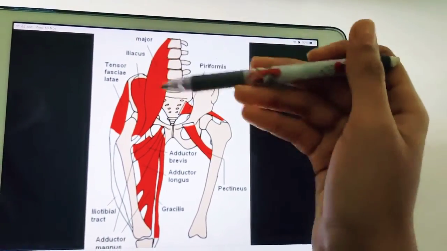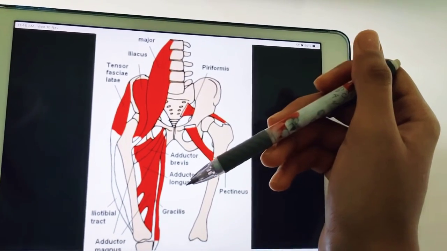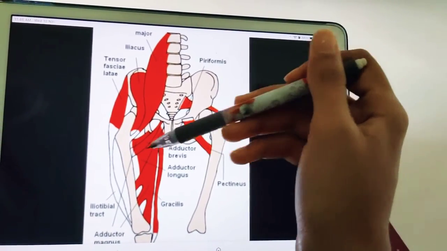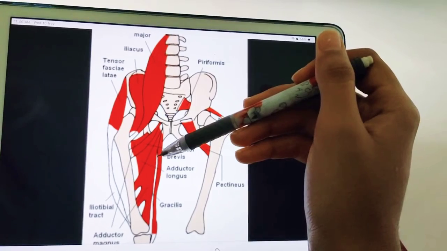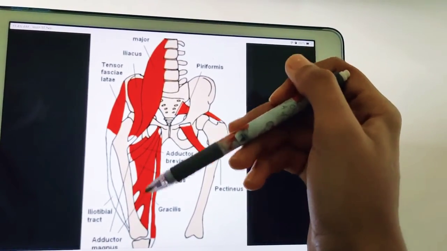So this is about upper limb. We are comparing upper and lower limb. So coming to the boundaries. If you see the adductor compartment of the thigh, it is bounded anteriorly by the medial intermuscular septum.